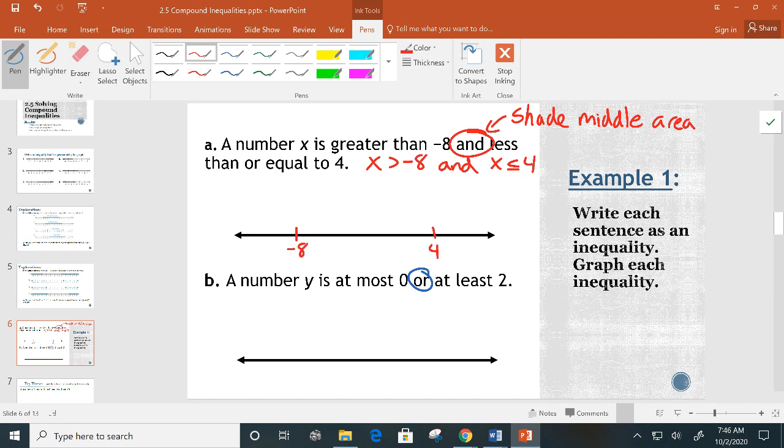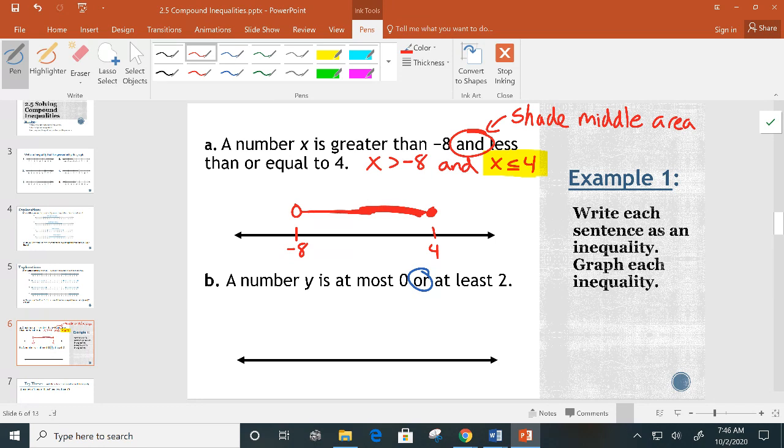So we're saying x is greater than -8. So I have an open circle at -8, and I'd shade to my right. But I'm not going to shade all the way because I know that there's a restriction that occurs at some point as well. It's telling me that x is less than or equal to 4. So I know at 4 I have a closed circle, and I'm going to shade to my left.